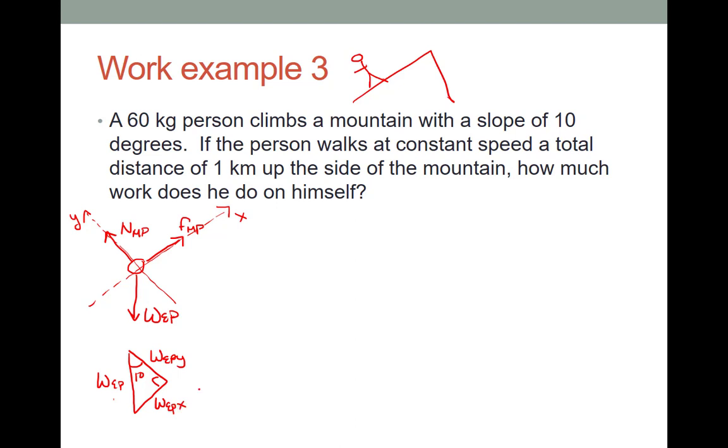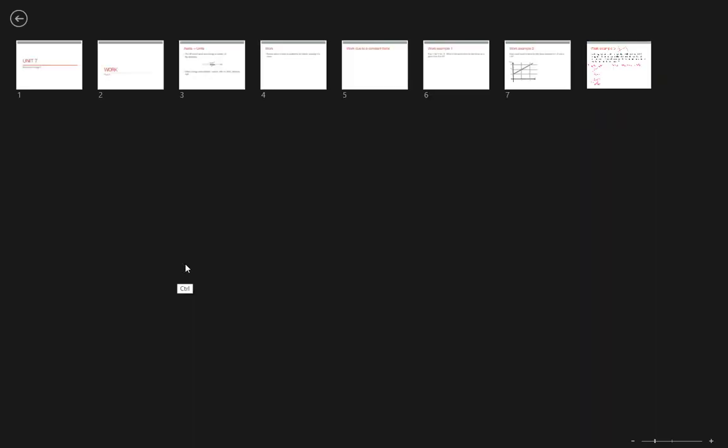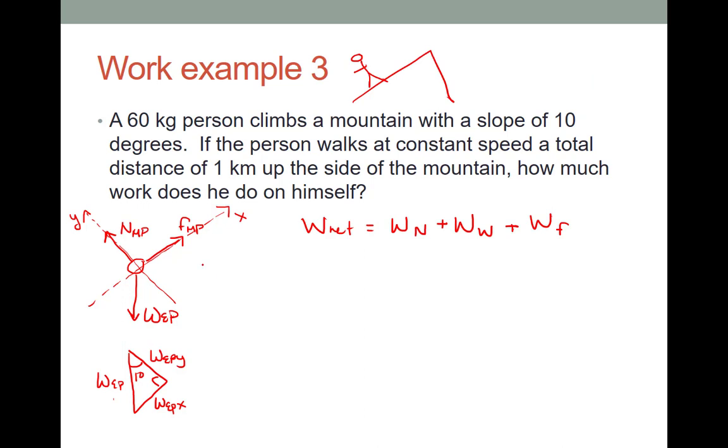Okay. Now, the net work is going to be the work due to that normal force, plus the work due to gravity, plus the work due to friction. Okay. We also know that the displacement up the side of the mountain will be parallel to friction and will equal 1 kilometer.